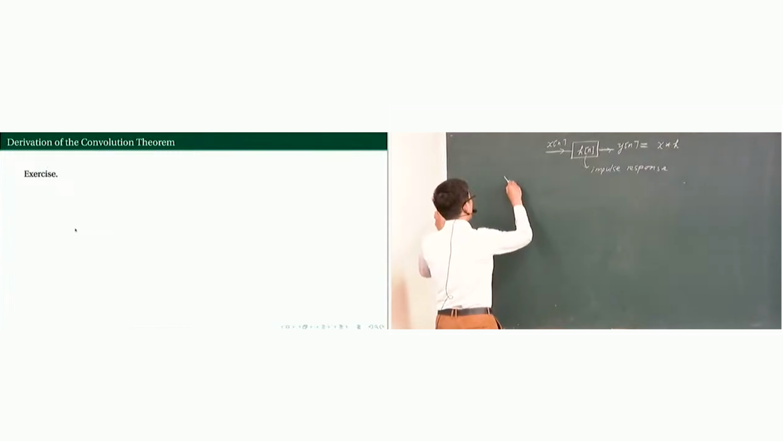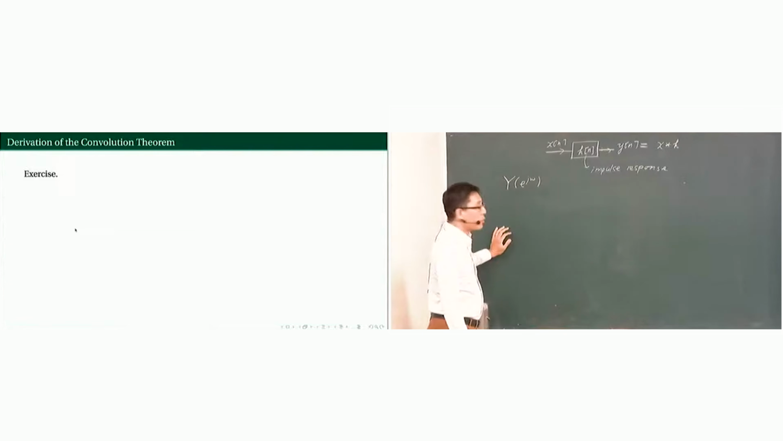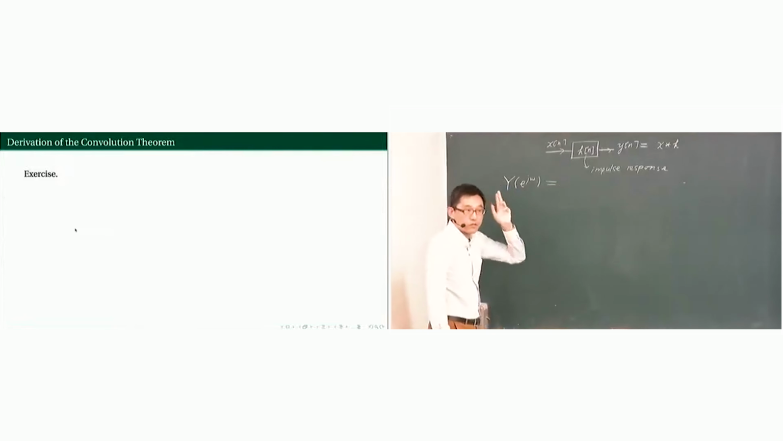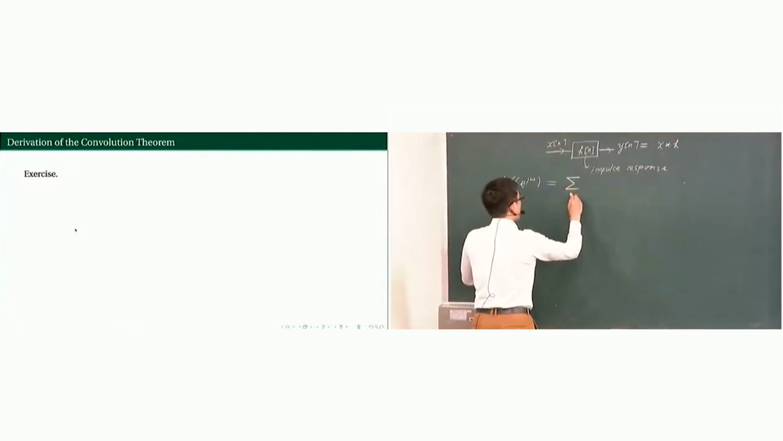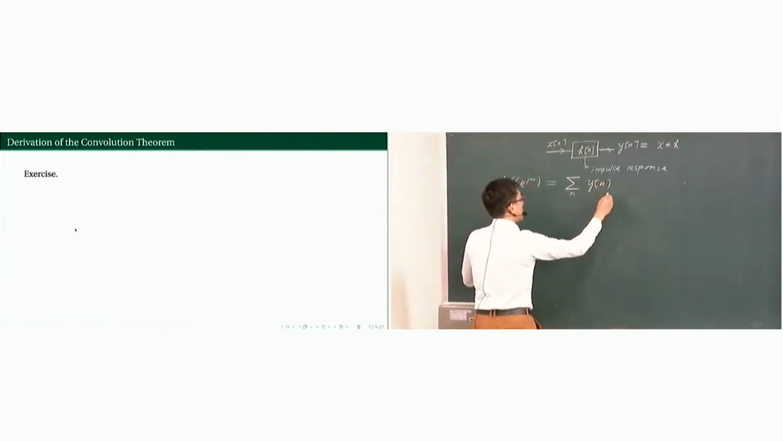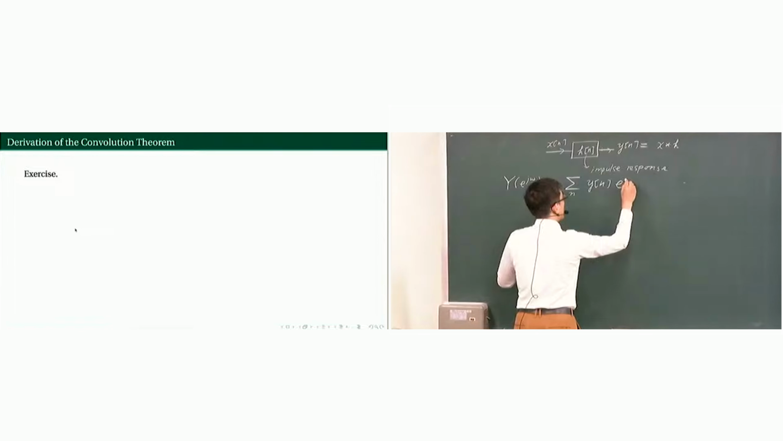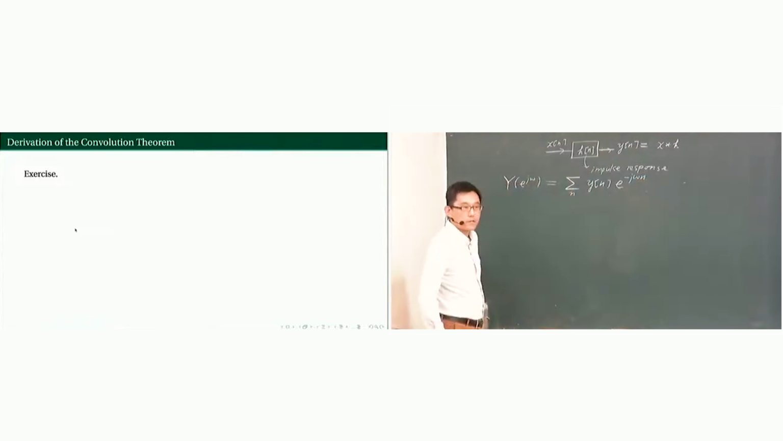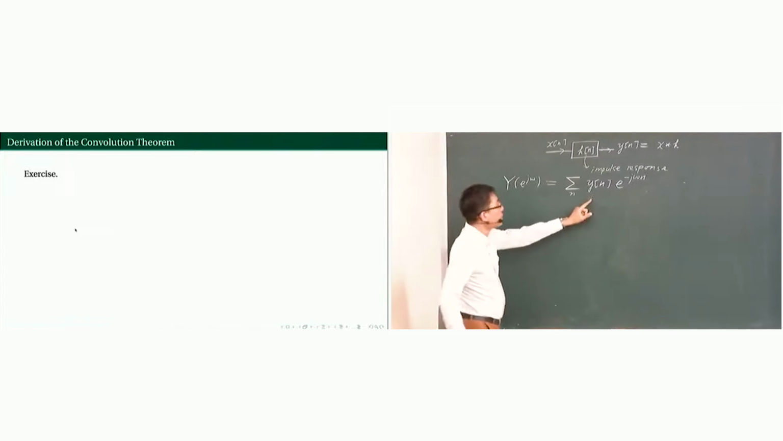Okay, so we want to evaluate Y(e^{jω}). And what is Y(e^{jω})? The spectrum, by definition, is the DTFT of signal y in the time domain. So by definition, it should be equal to the summation over n of y[n] e^{-jωn}. But then what is y[n]?